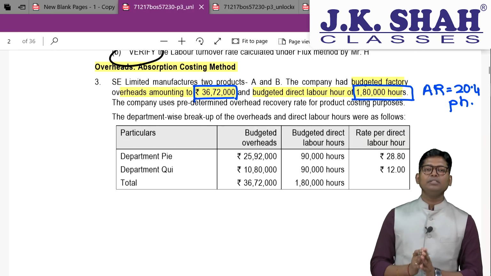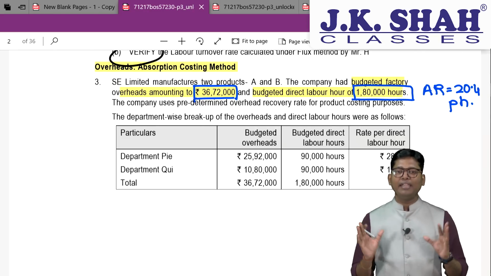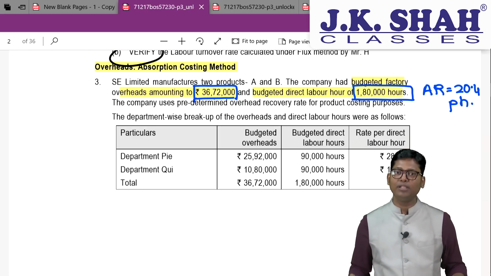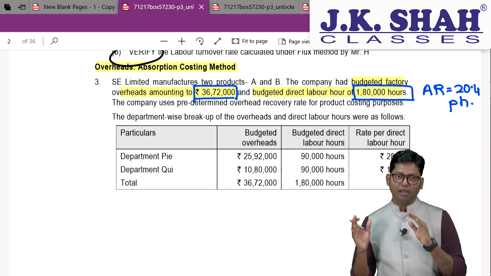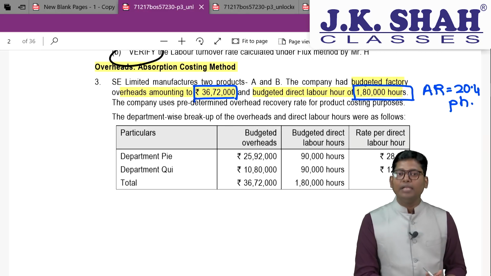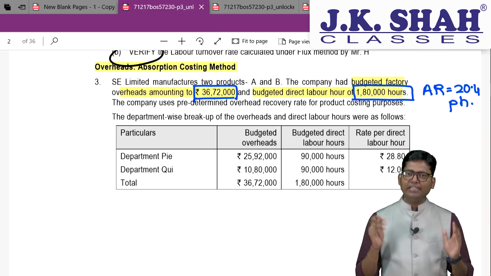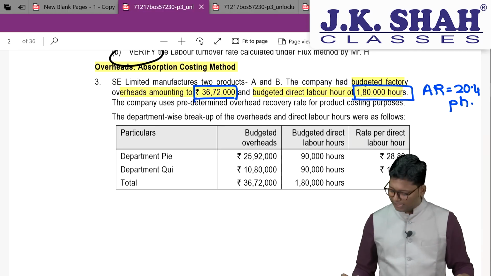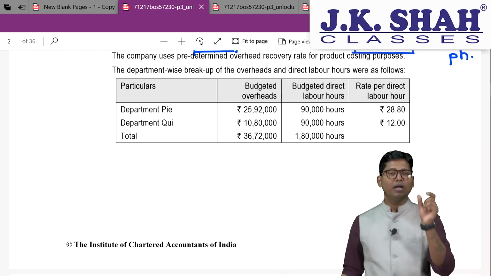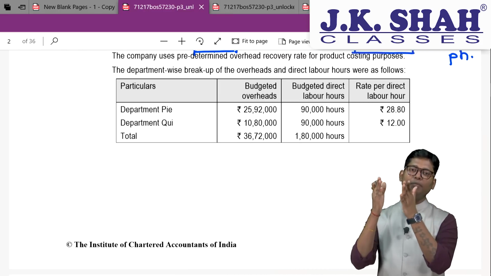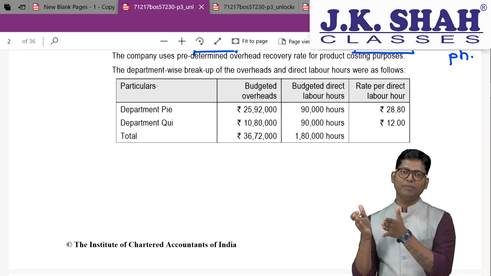They have given a department-wise breakup of the entire 36,72,000. Out of 36,72,000, the first 25,92,000 of overhead belongs to department Pi, and the second one is department Q, which is 10,80,000. The entire 1,80,000 hours are also divided into two parts, 90,000 and 90,000. When you consider the department-wise rate, department overhead and department labor hours are both available with us.